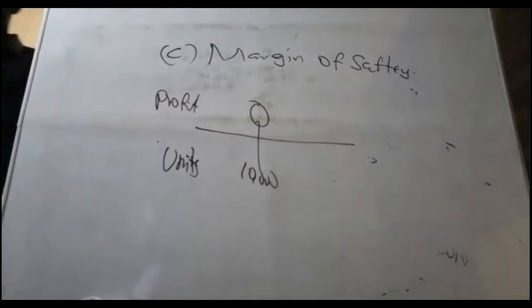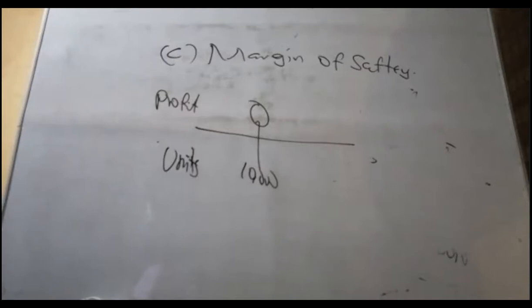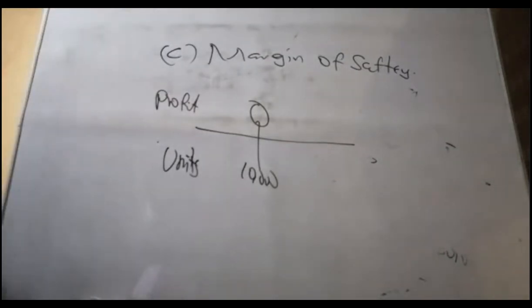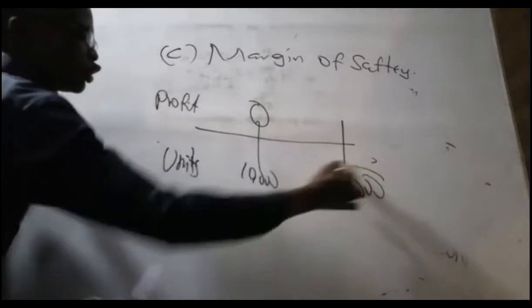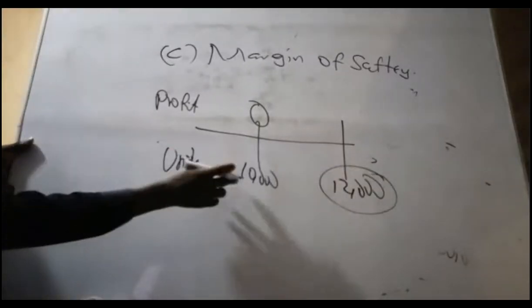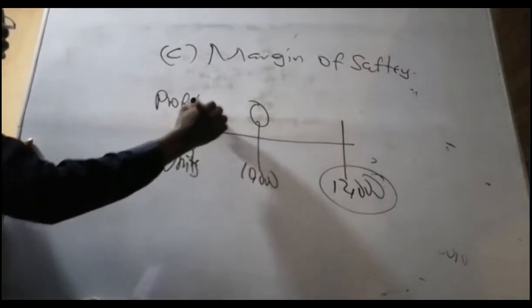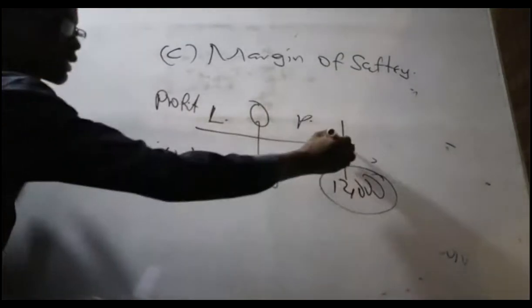More than 10,000 or less than 10,000? More than 10,000. Okay. Give me any figure that you budget. Let's say you budget for 12,000 units. They should produce 12,000, because if you budget for less than 10,000, you get a loss. This is the loss area and this is the profit area. So you realize that this is the budget.